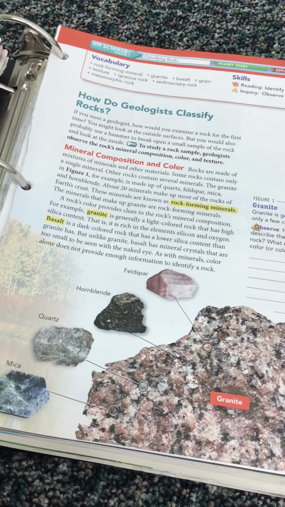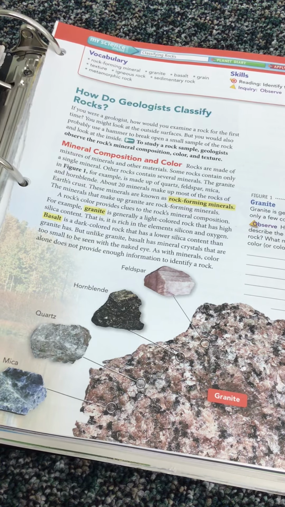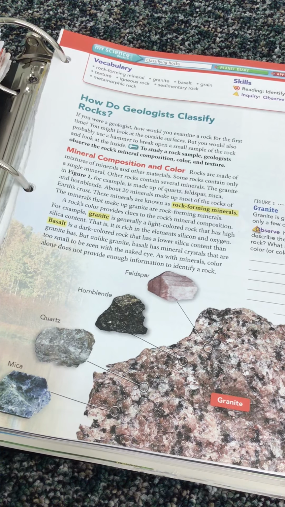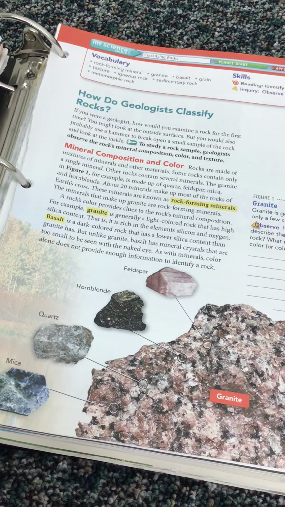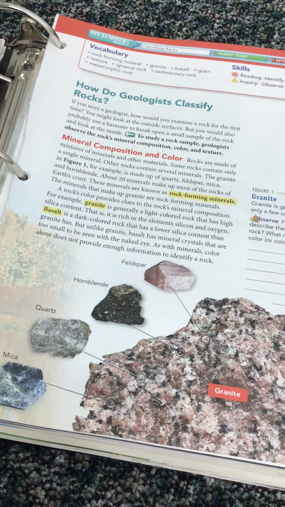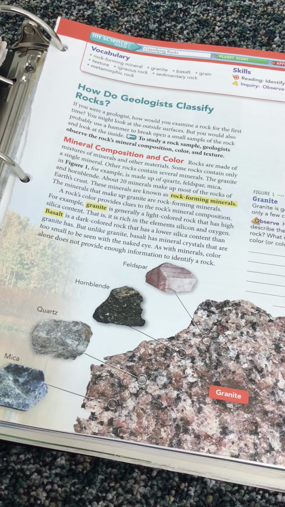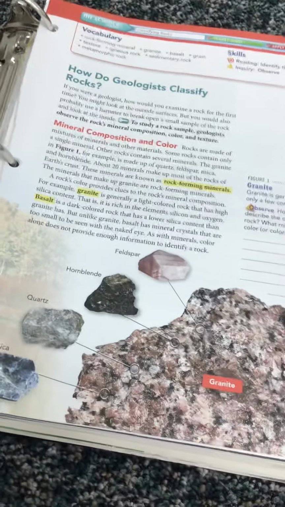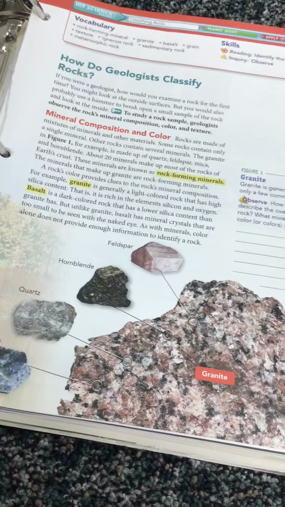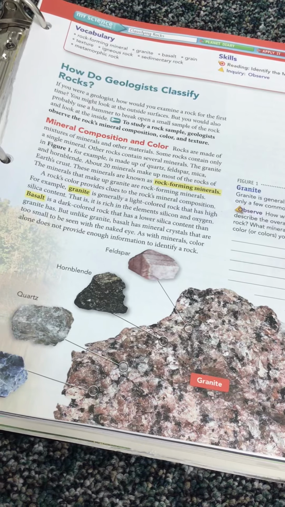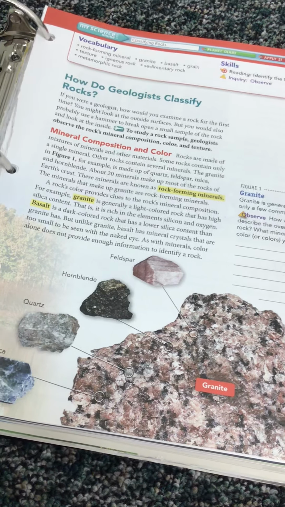A rock's color provides clues to the rock's mineral composition. For example, granite is generally a light-colored rock that has high silica, that is, it is rich in the elements silicon and oxygen. Basalt is a dark-colored rock that has lower silica content than granite has, but unlike granite, basalt has mineral crystals that are too small to be seen with the naked eye. A mineral's color alone does not provide enough information to identify rocks.